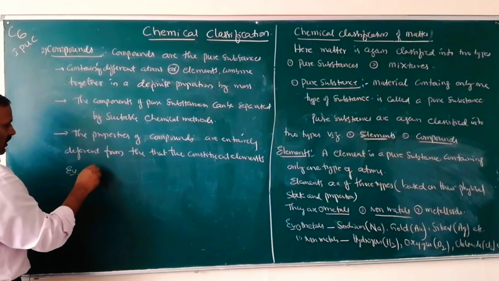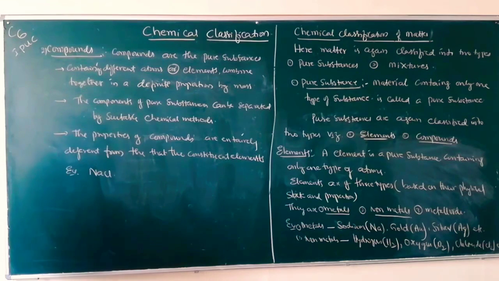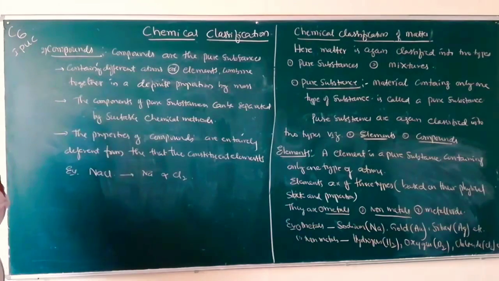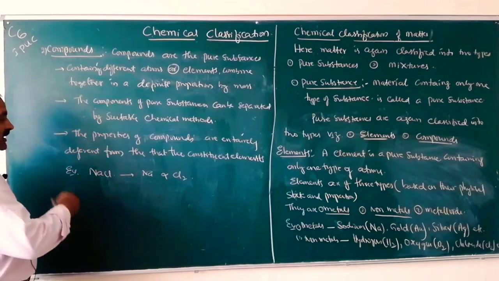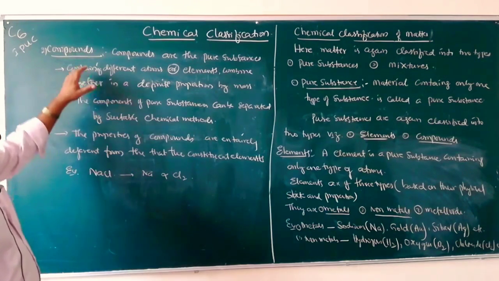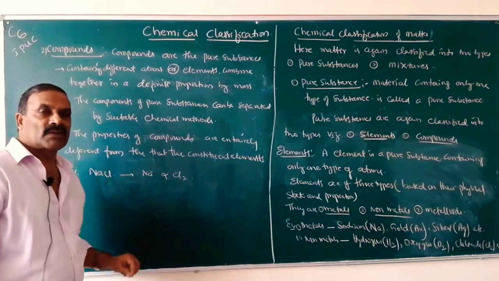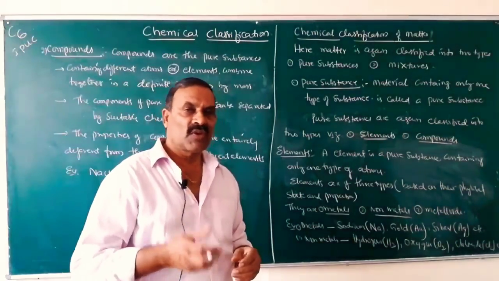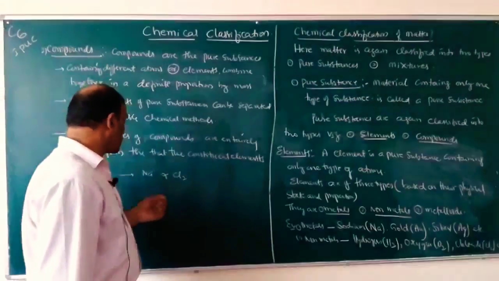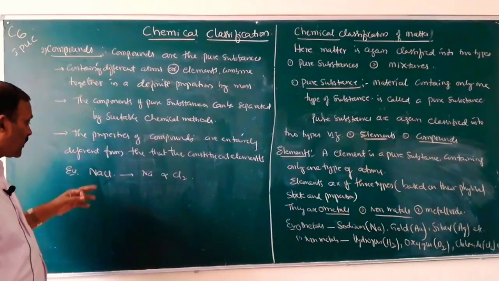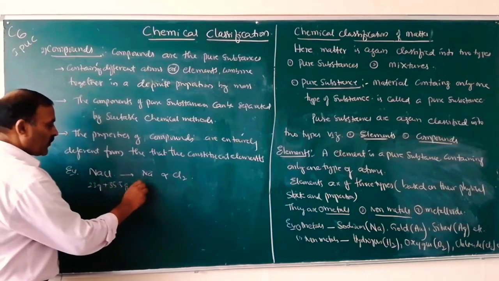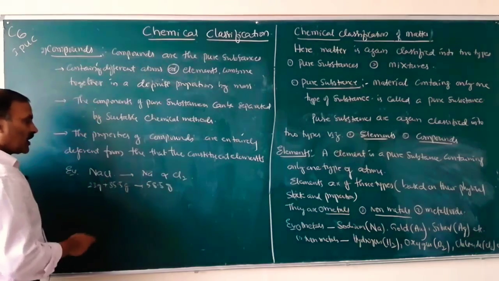Example, sodium chloride is a compound. So it contains the elements sodium and chlorine. The properties of sodium chloride are different from the properties of sodium and the properties of chlorine. So what are compounds? Compounds are the pure substances consisting of different atoms or different elements combined together in a definite proportion by mass. For example, here 23 gram of sodium combined with 35.5 gram of chlorine, forming 58.5 gram of sodium chloride.